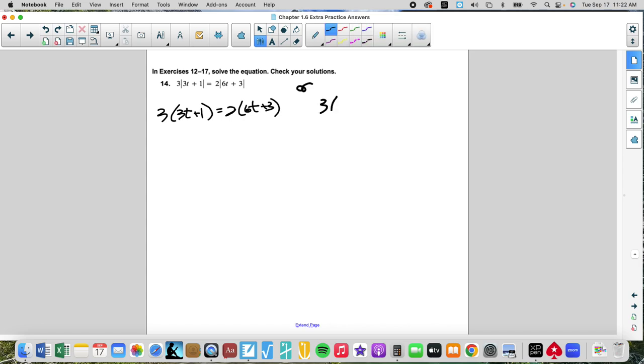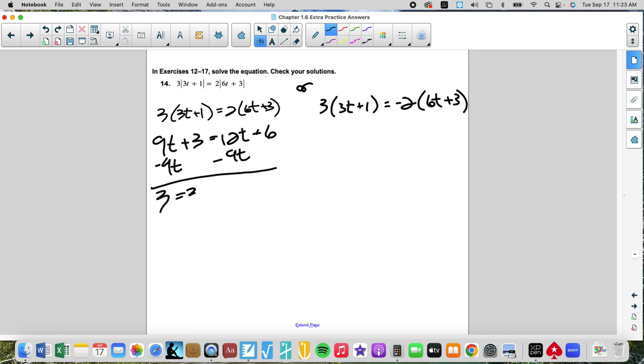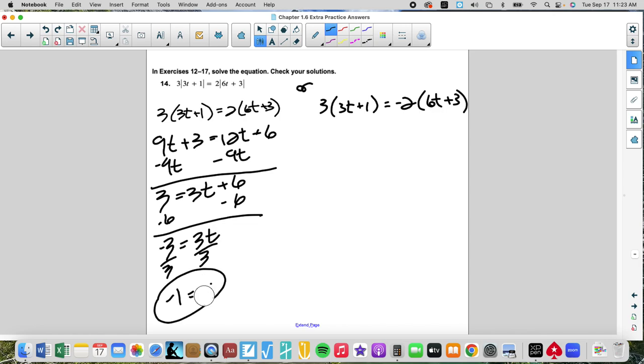And then we have 3 times the quantity, 3t plus 1 equals negative 2 times the quantity, 6t plus 3. So that's 9t plus 3 equals 12t plus 6, minus 9t, minus 9t. 3 equals 3t plus 6, minus 6. Negative 3 equals 3t, divide by 3, divide by 3, negative 1 equals t. That's one of the answers.